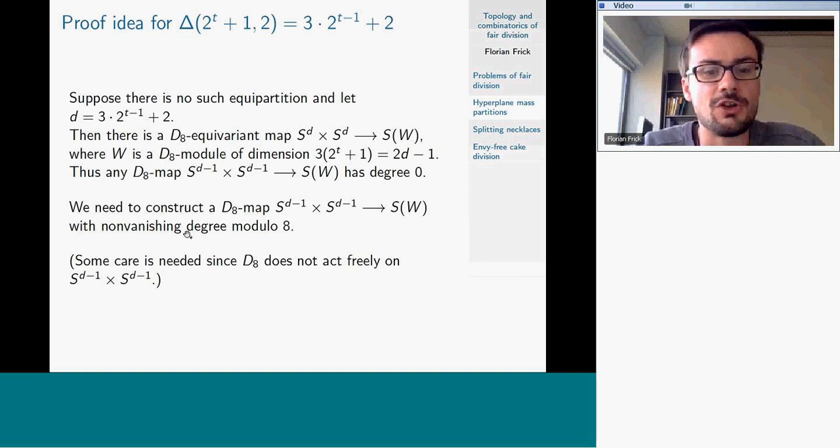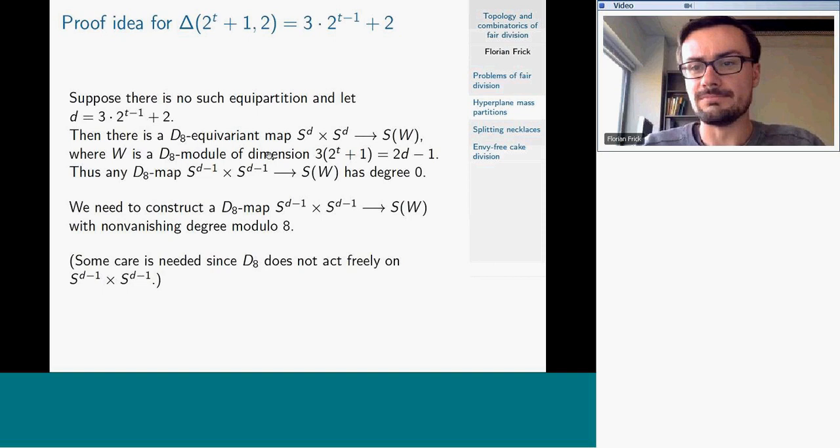We have to be careful because D8 doesn't act freely on a product of two spheres. The diagonal, right? The coordinate flip fixes the diagonal. But you can take care of that, because any two such maps are homotopic on this set of non-trivial stabilizers. So if you want to take care of this, all you need to do is construct a D8 map from here to there that does not have degree that's 8.